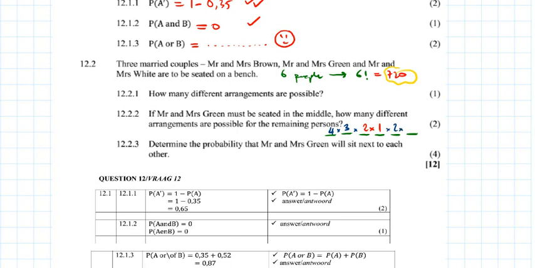So I put them in different colors because those are different arrangements. So the answer is basically 2 times 4 factorial, or 4 times 3 times 2 times 2. Whatever you say. Okay, that will be the answer.